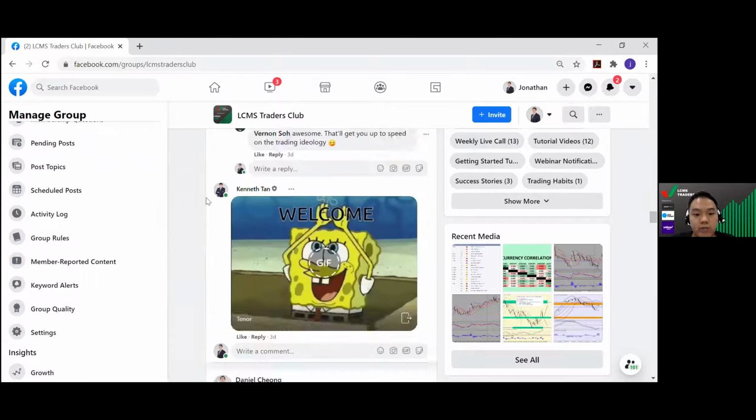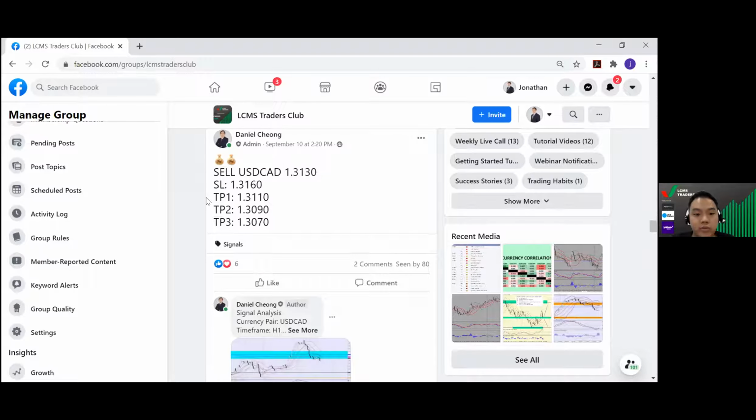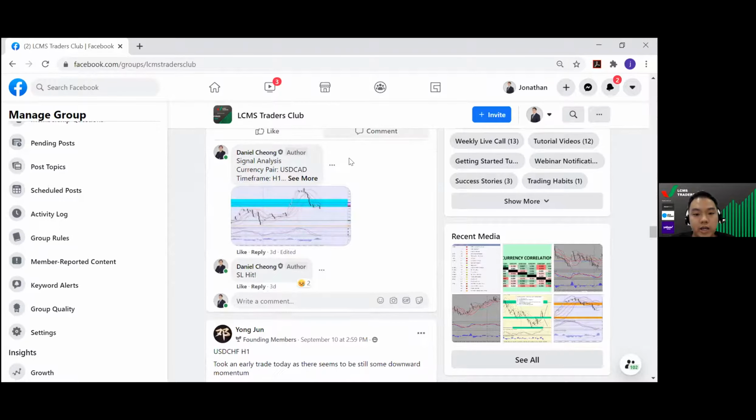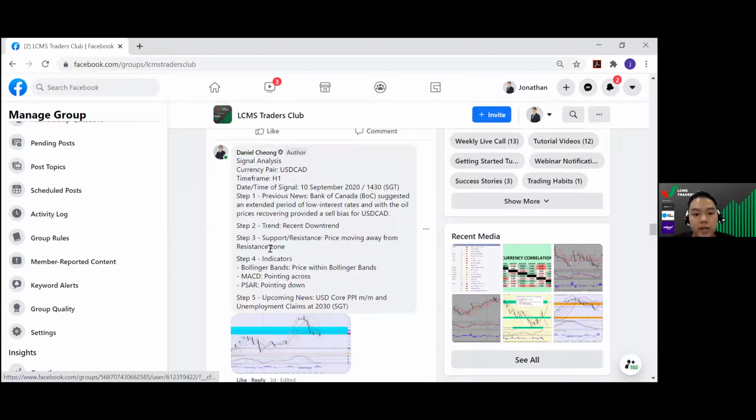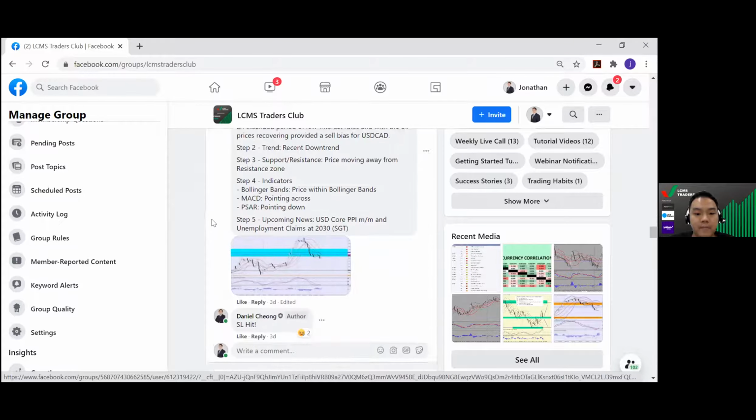We do have the signals analysis as well. So for those of you who are coming through Telegram channel, you only get this part, which is the signals: buy, sell, where do you take profit and stop loss. But right here, we have Daniel with the analysis, why do we enter the trade? Fundamental and technical analysis behind the signal as well.